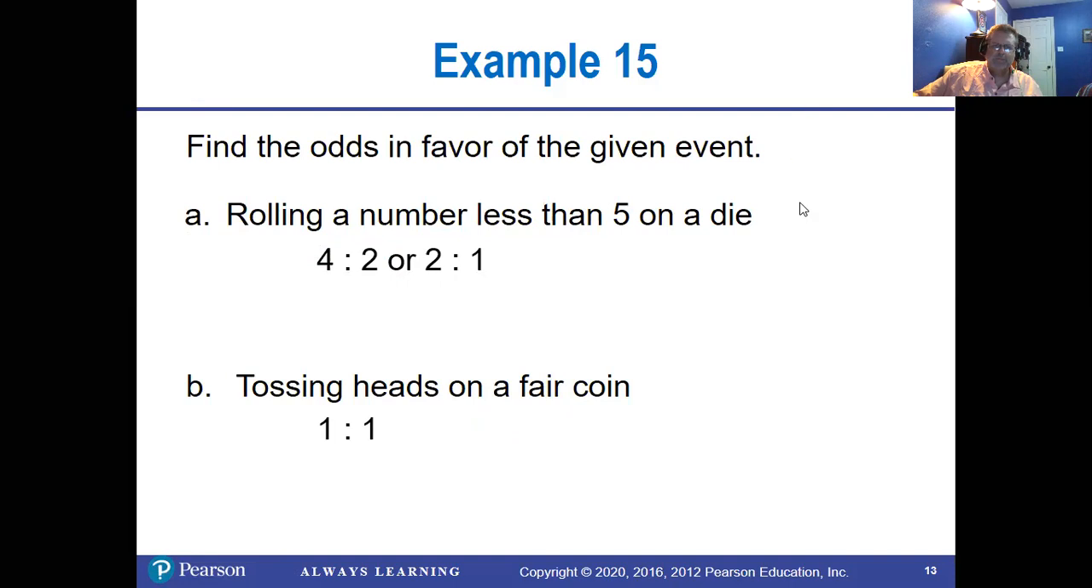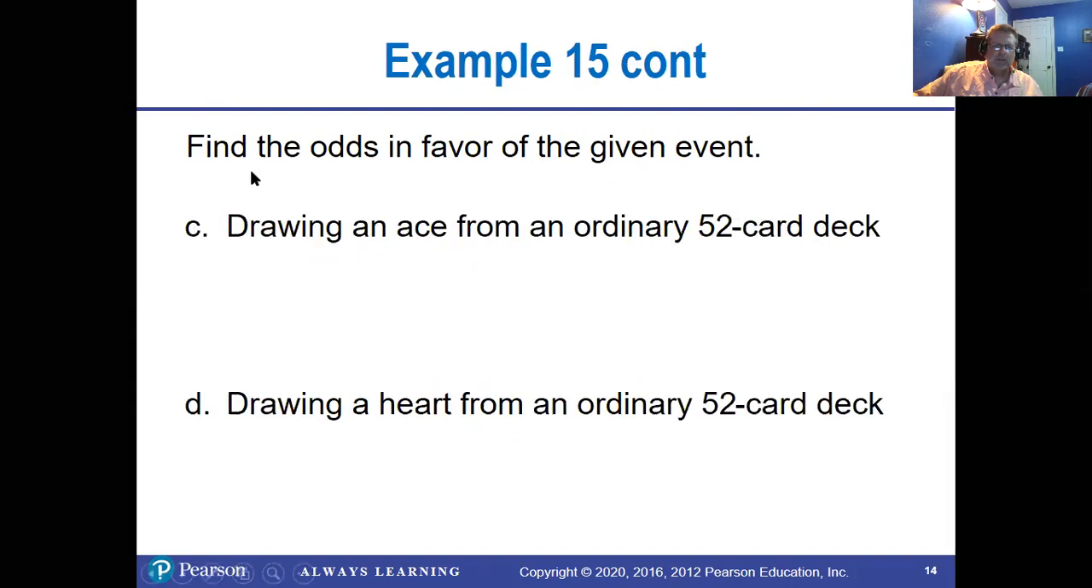All right. Find the odds in favor of a given event. Drawing an ace from an ordinary 52 card deck. How many aces are there? There are 4. So the odds in favor are 4. Okay, now what do we remember about how it should look? 4 in favor, 48 against. Remember, those two numbers have to add up to 52. After you figure that out and make sure it adds up to the number of outcomes, then you can reduce it.